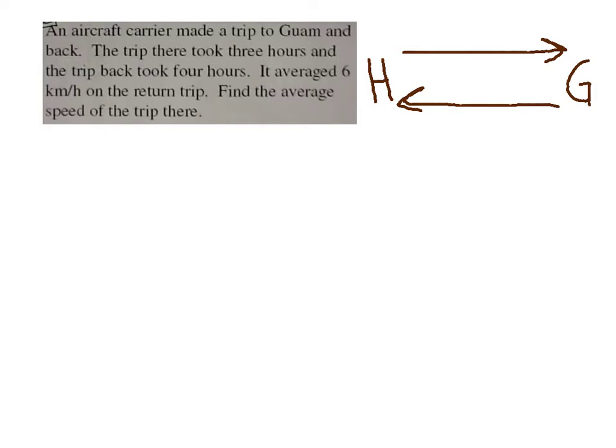Then I'm going to go ahead and write down the information that's helpful for me. It says a trip there took 3 hours and the trip back took 4 hours. Then it says on the return trip, so on the way home, it averaged 6 kilometers per hour. So now we have to find the average speed of the trip there.